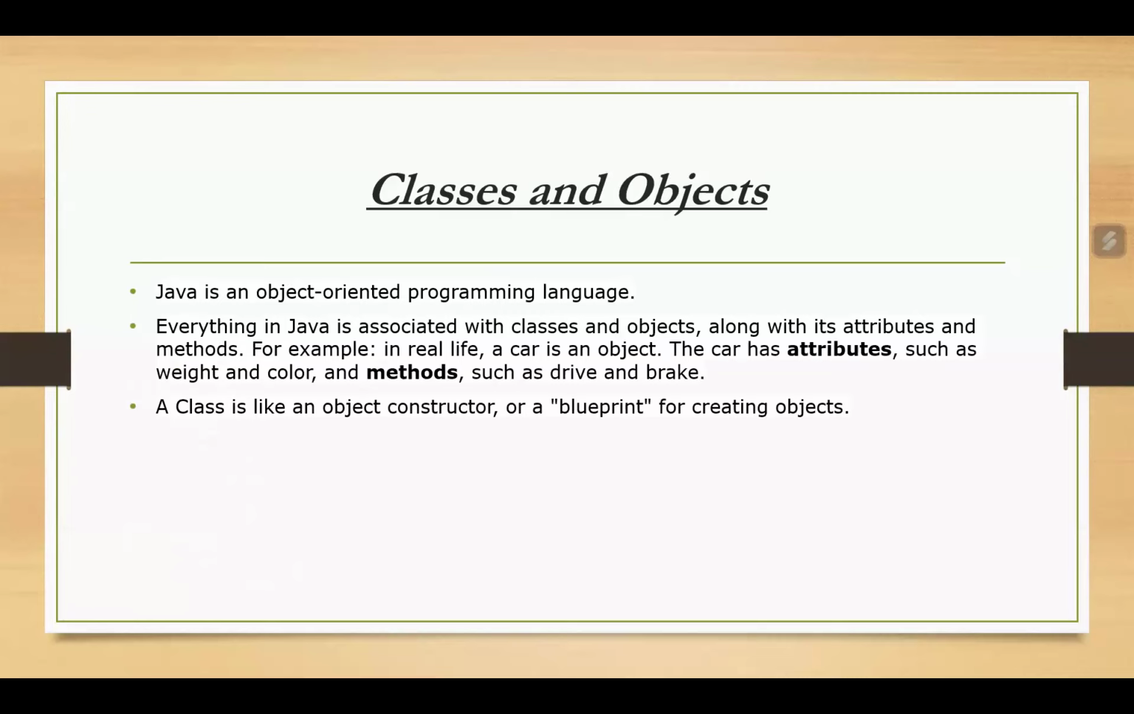And mainly the most important topic, classes and objects. Java is basically an object-oriented programming language. Everything in Java is associated with classes and objects. For example, if we take a car as an object, there are many methods to explain about the car, like its length, width, number of tires, engine type, number of seats it contains. All of this comes into methods.